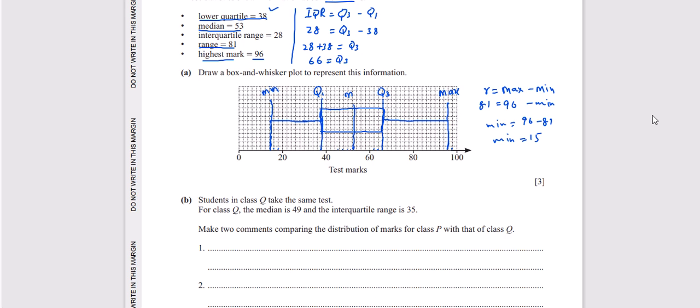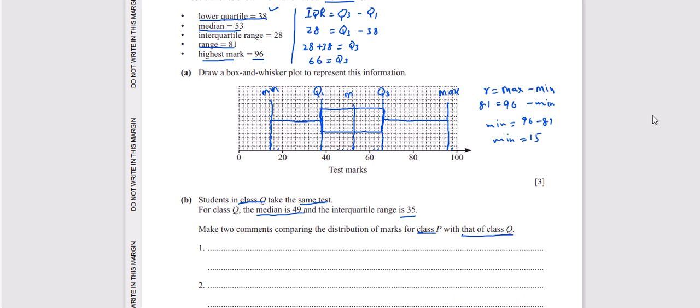Part B, student in class Q take the same test. For the class Q, median is 49 and the interquartile range is 35. Mark two comments comparing the distribution of mark for class P and with that of class Q.